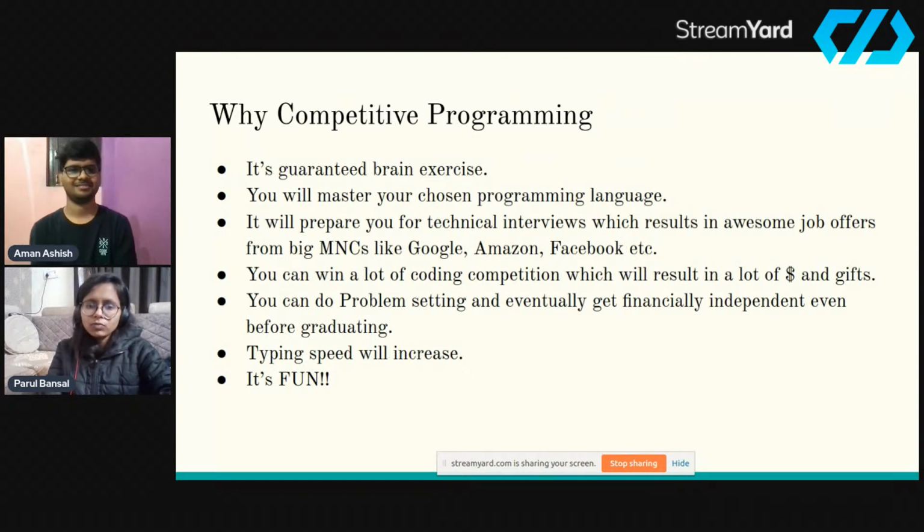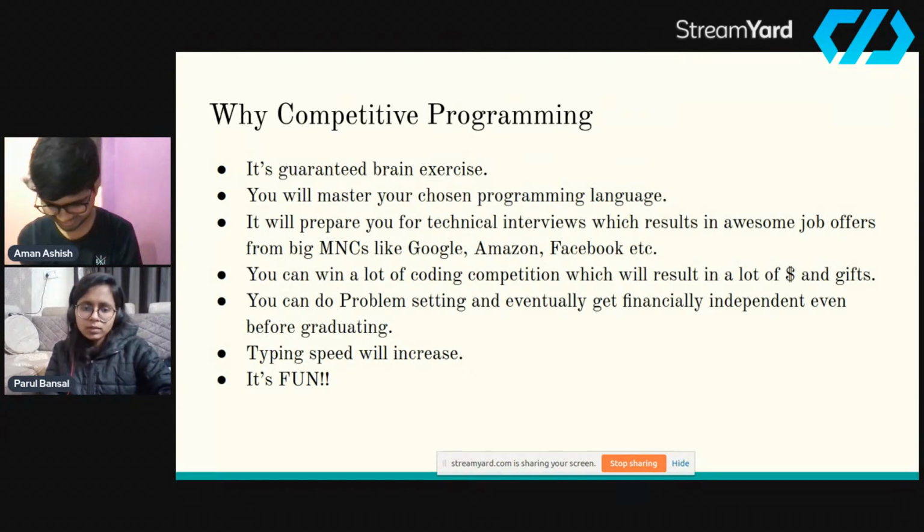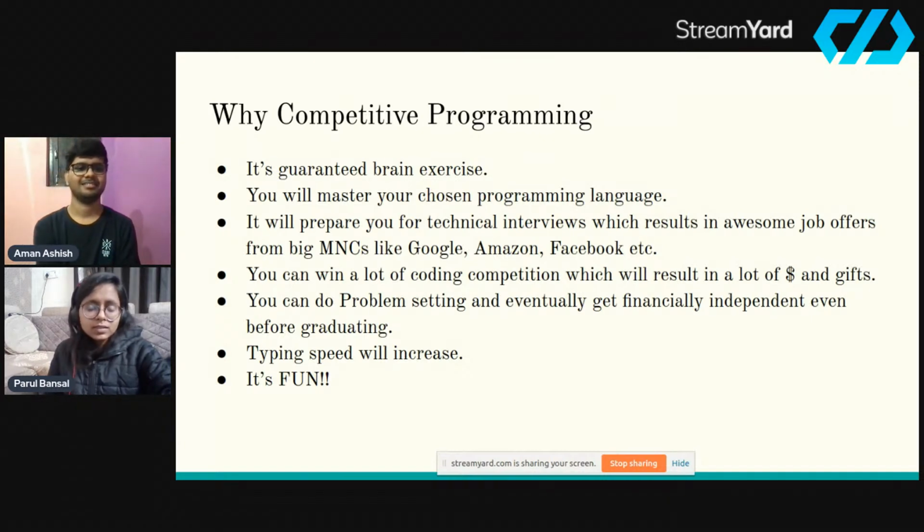I have internship offers from Google. So the main focus is this: once you do competitive programming, these technical interviews will be just a piece of cake for you.